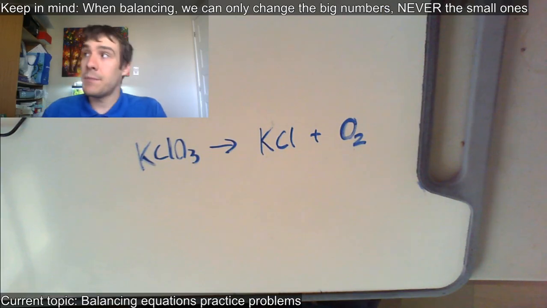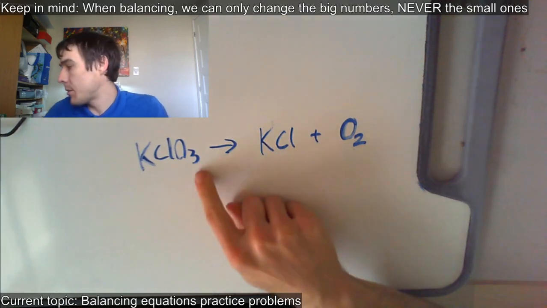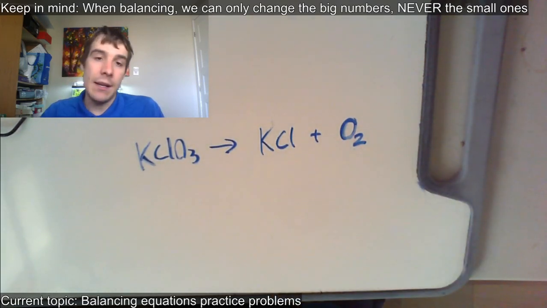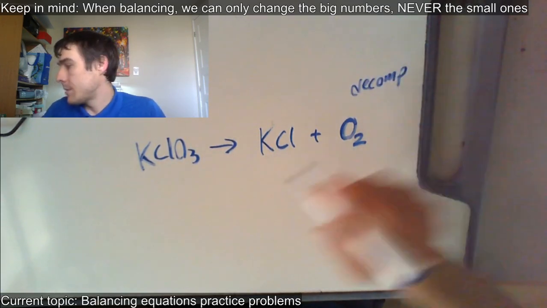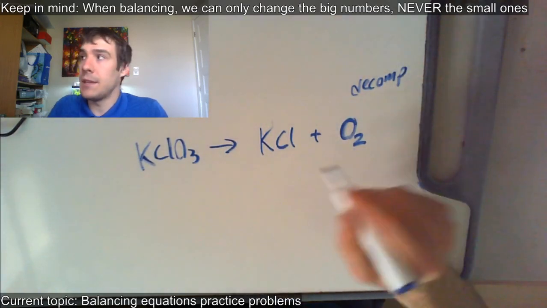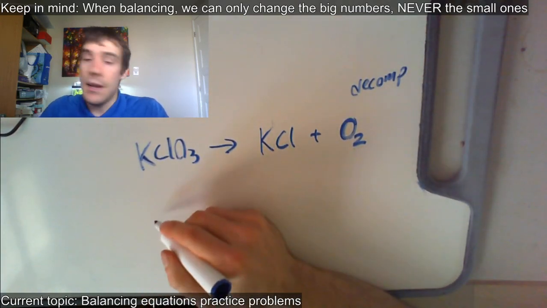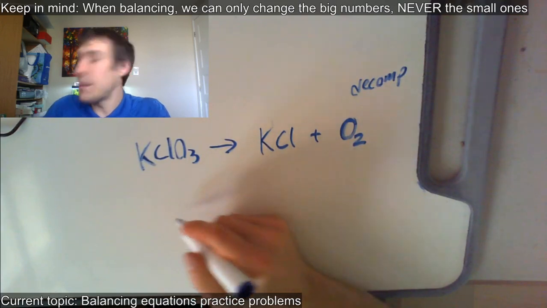Here is our first practice problem. This is the equation. KClO3 becomes KCl plus O2. So note that the O3 became an O2. What kind of reaction is this? It's a decomposition, because we just have one thing on this side and it's splitting into 2 things on this side. And we're going to look at balancing it.